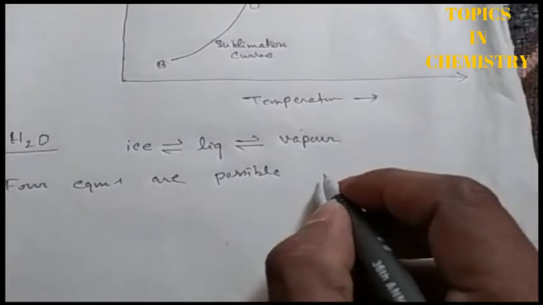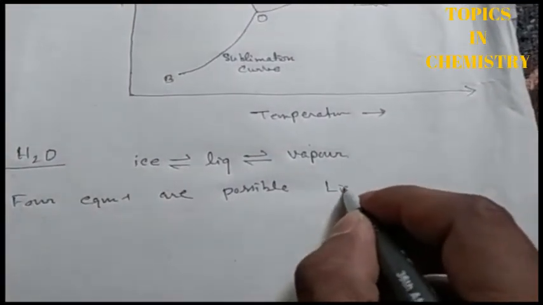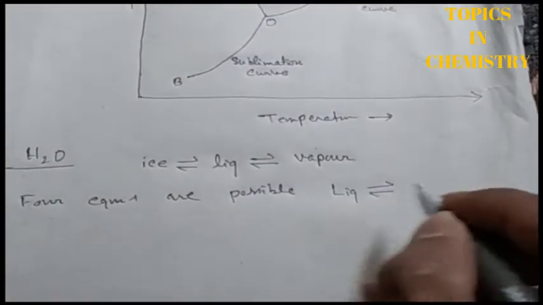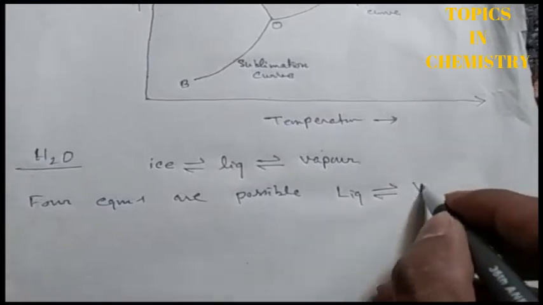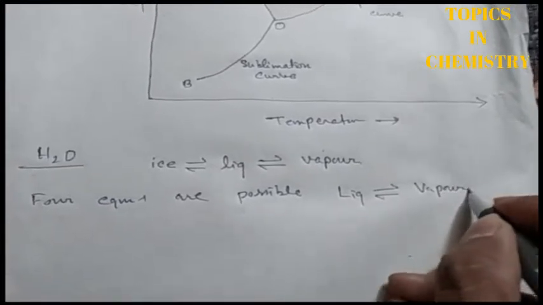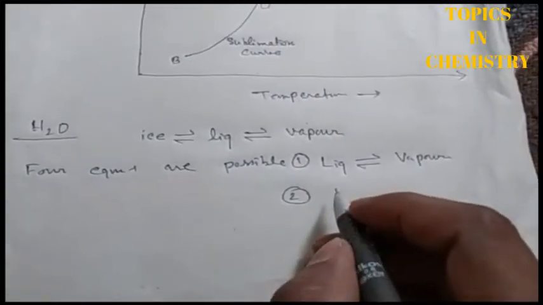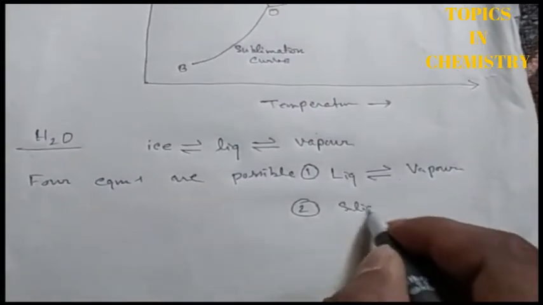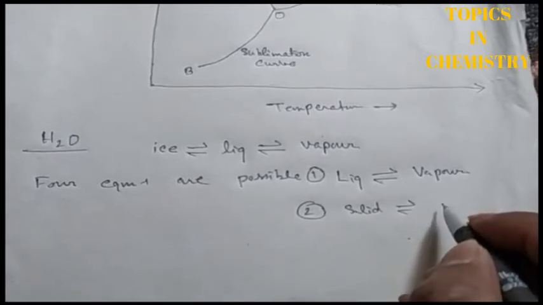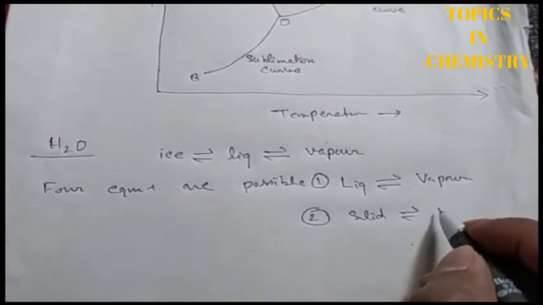So what are those equilibria? You can consider liquid in equilibrium with vapor. This is the first equilibrium. Number two, you can consider solid in equilibrium with vapor.